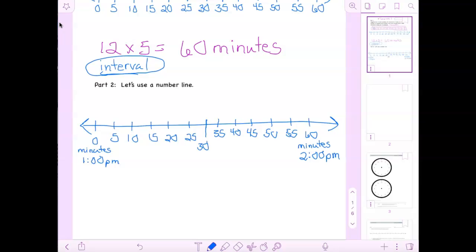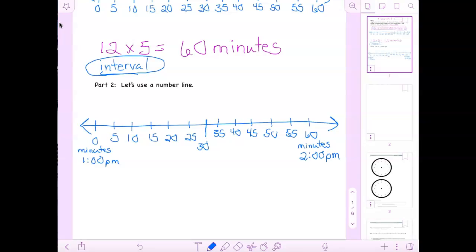Again, please stop the video anytime you need to so that you can make your work look like mine. And you can do this on your whiteboard, or even better, you can do it on a piece of paper so that you have it as a reference when we do all of our other work. So now we have a number line that shows the hour between 1 o'clock PM and 2 o'clock PM.